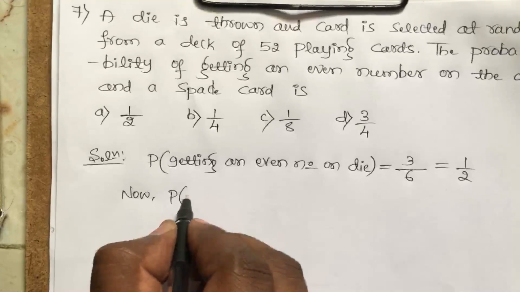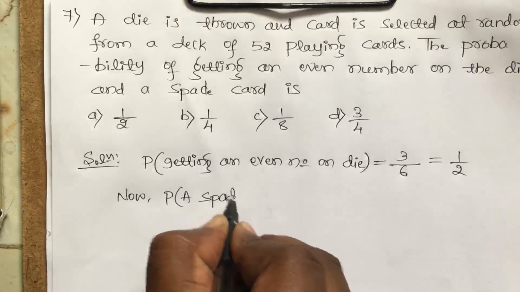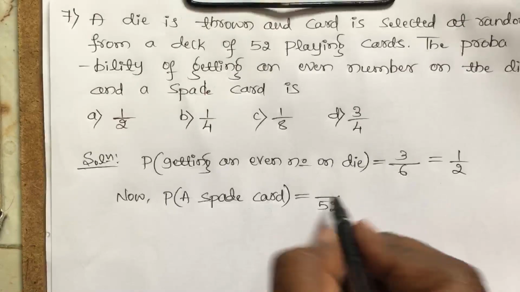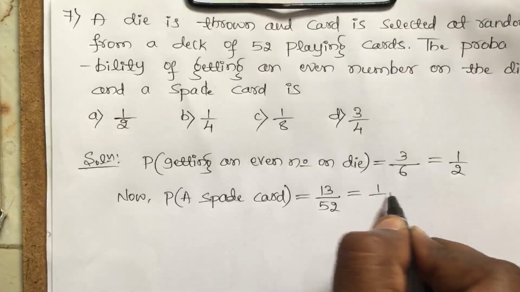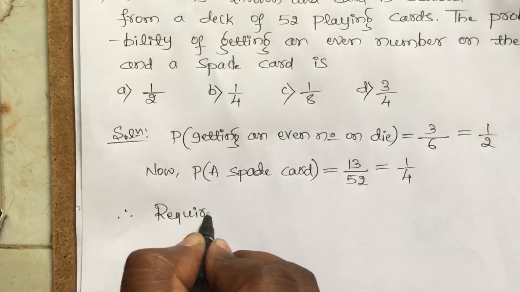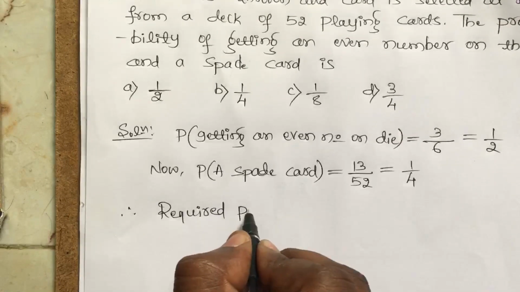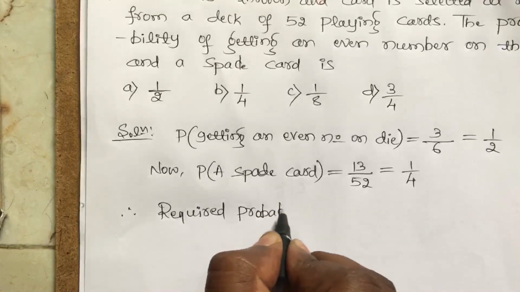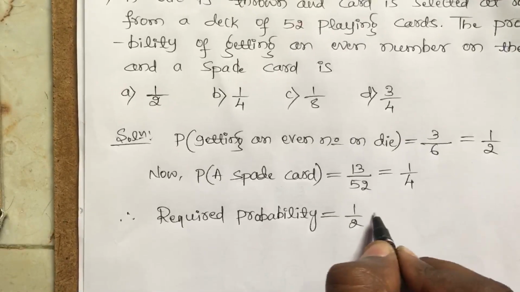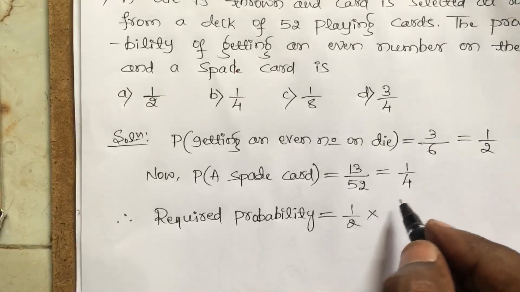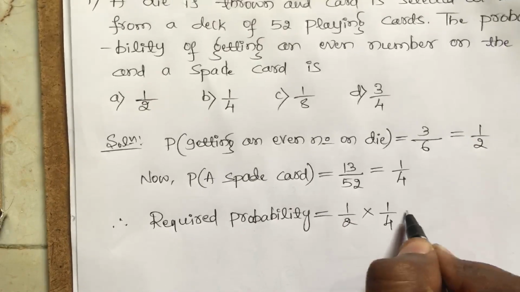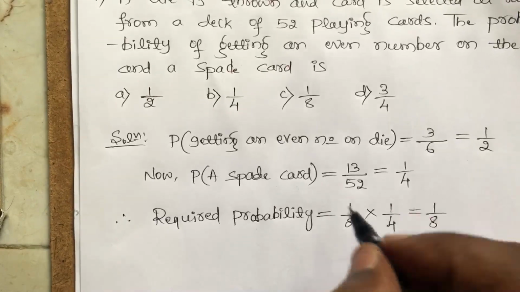So now I'll go for P of a spade card, the probability of a spade card, which is equal to, overall we have 52 cards and in that 13 spade cards, so this becomes 1 by 4. Therefore the required probability is 1 by 2, the probability of getting an even number on a die, and the probability of selecting a spade card, and means multiplication here, 1 by 2 into 1 by 4 will be 1 by 8. Hence the answer is option C.